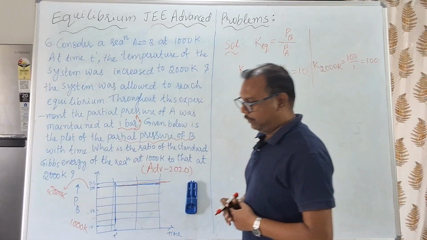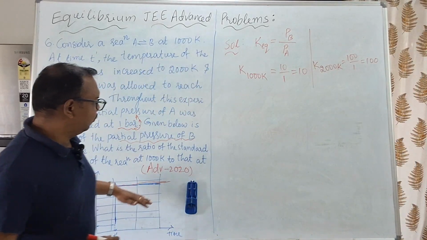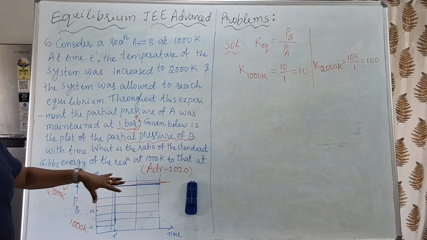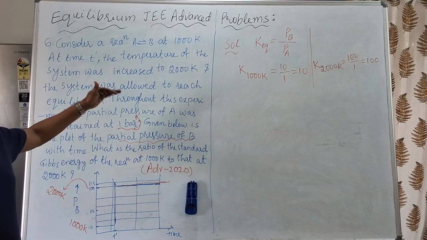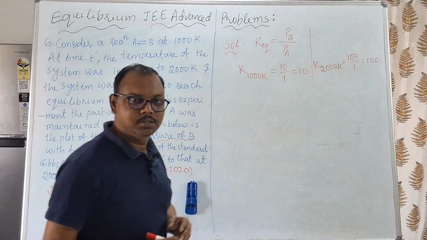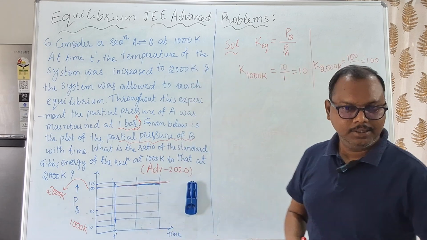Now we got these values from the given graph only. From the question we can understand in that manner. That is the point, right? Now let us consider here.